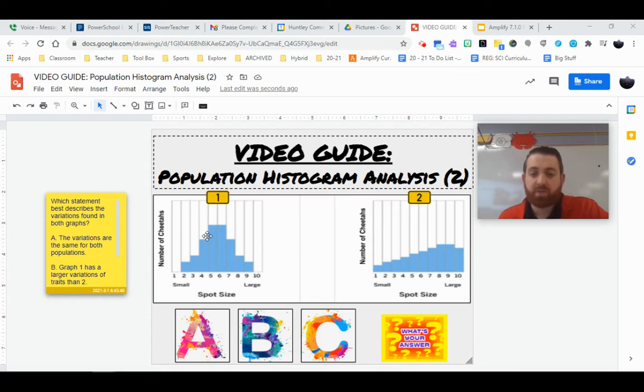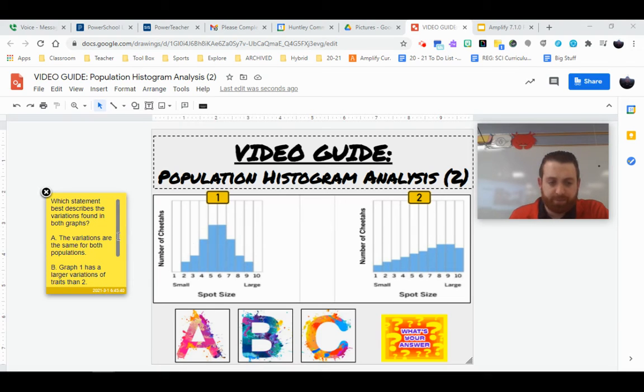Looking at our histograms, we have our cheetahs again with our different spot sizes. So this is the exact same from our previous question. And most importantly, our question now is going to deal more with the variation of what we're looking at with this population. So let's take a look. The question asks, which statement best describes the variation found in both graphs? So we're looking at which statement we can use to describe the variation in both of our graphs.